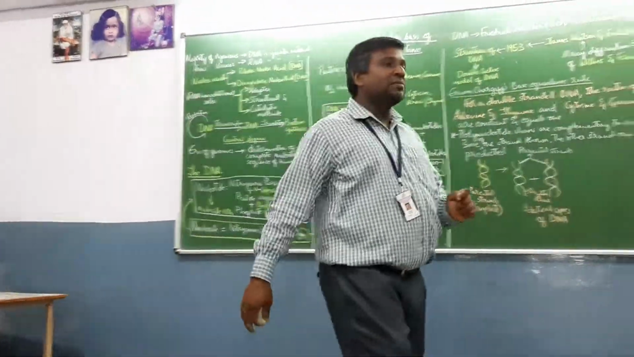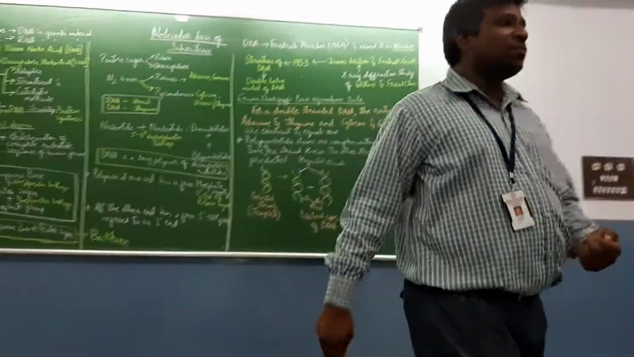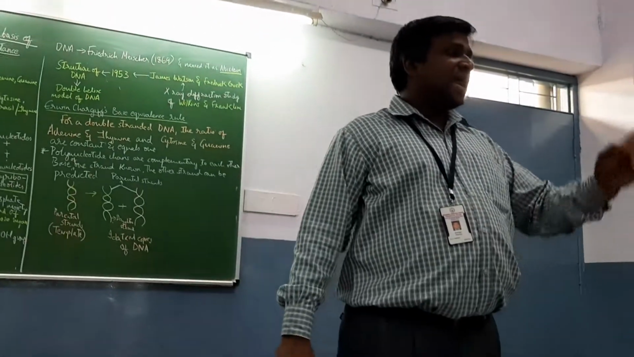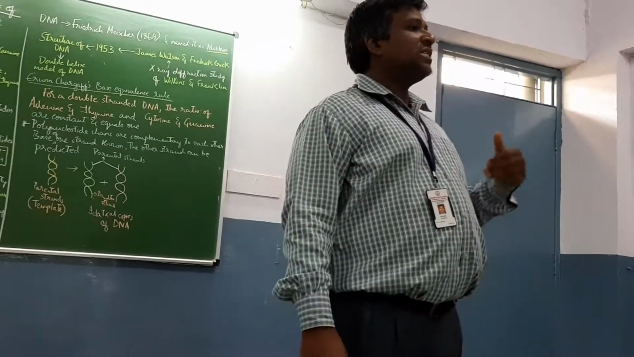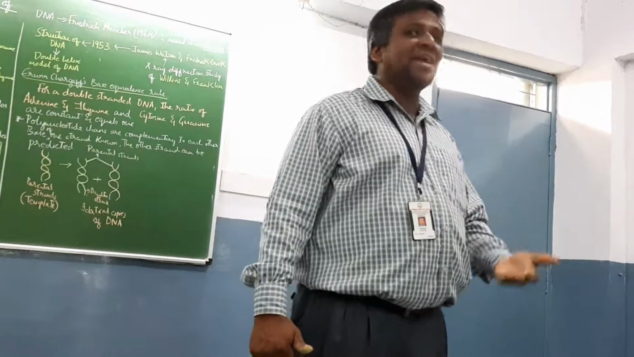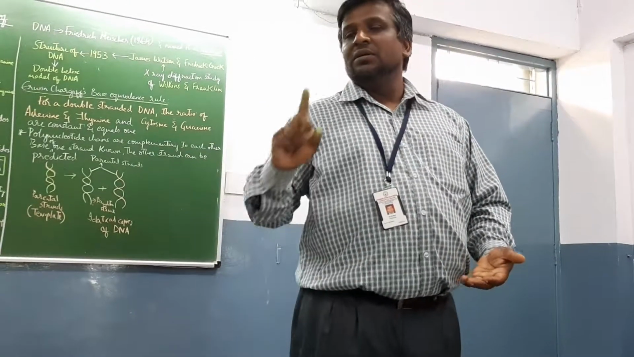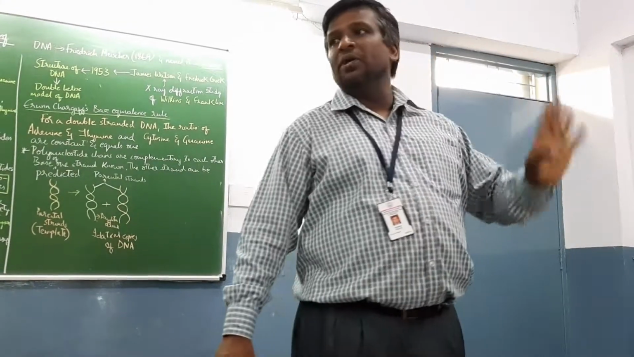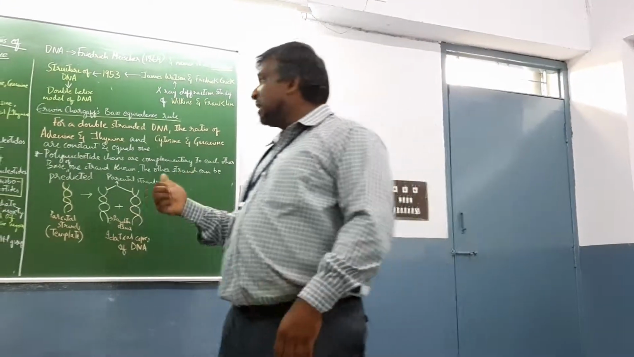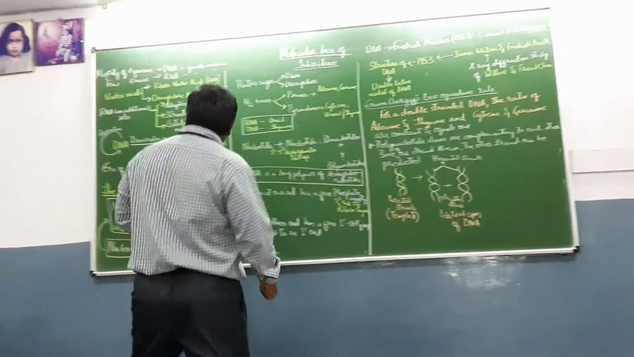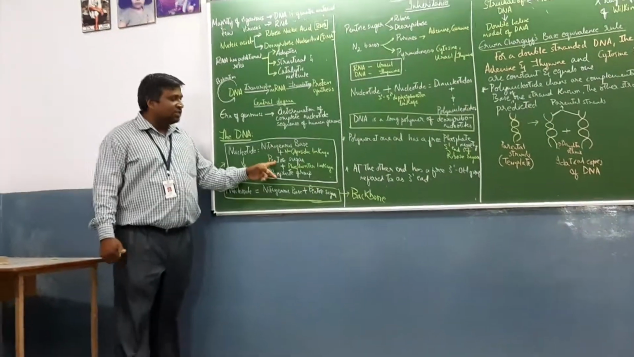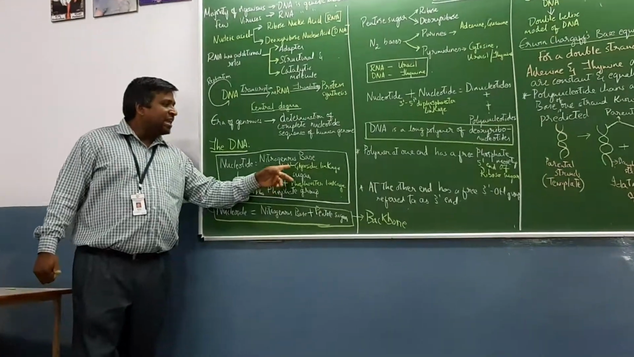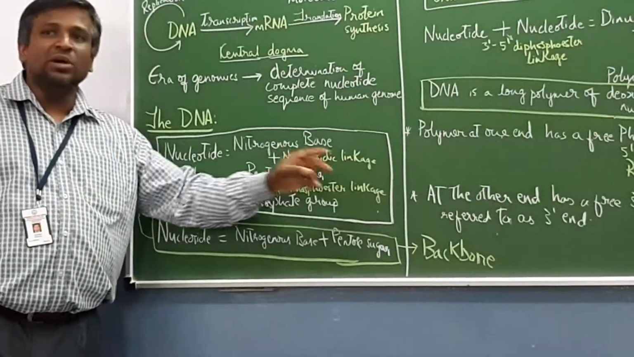Understand about it. Whenever I am using the term nucleoside, what am I talking about? Nitrogenous base and sugar. If I use the term nucleotide, I am talking about nitrogenous base, sugar and phosphate group. These are the components of nucleotide. One more question here about it. Now the nitrogenous base is attached to the pentose sugar by N-glycosidic linkage. What is the linkage called?